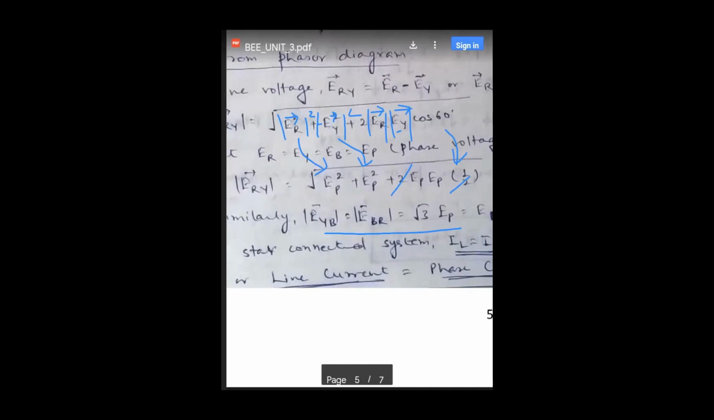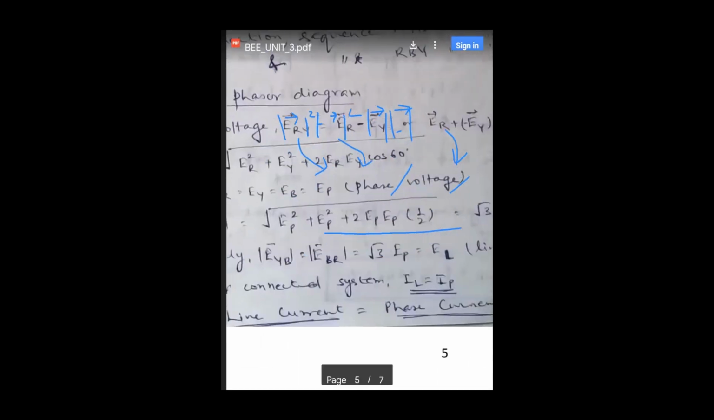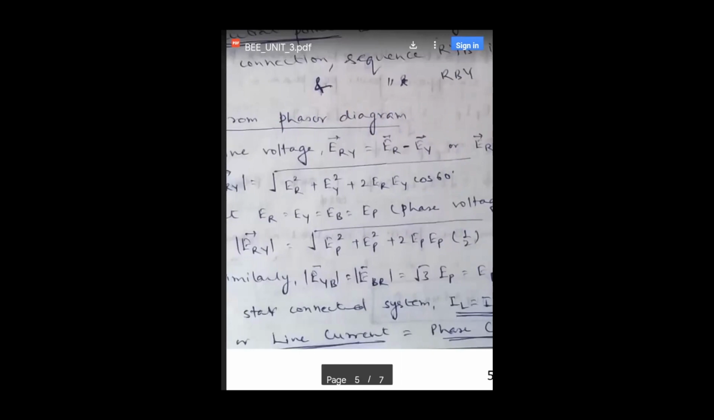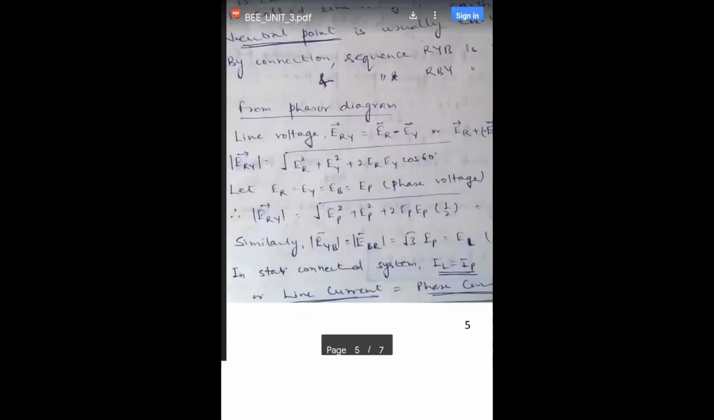And in this star connection, the current remains the same. Line current is equal to phase current. This is one of the properties of the star system.